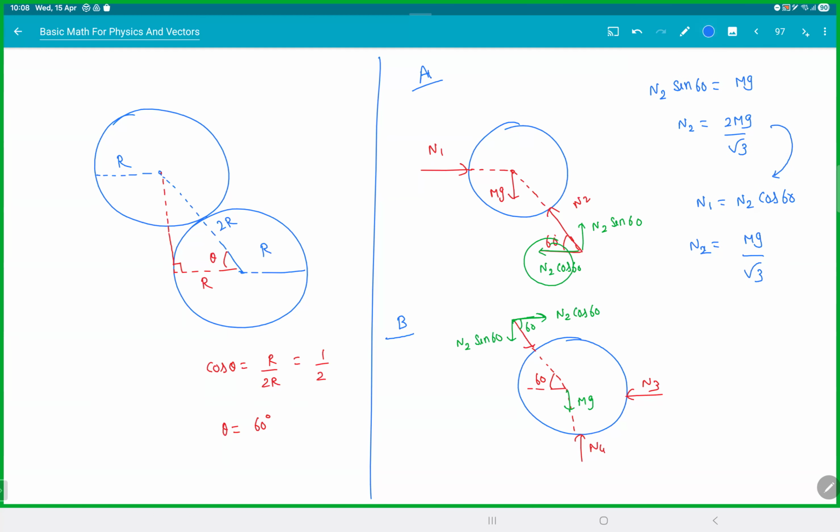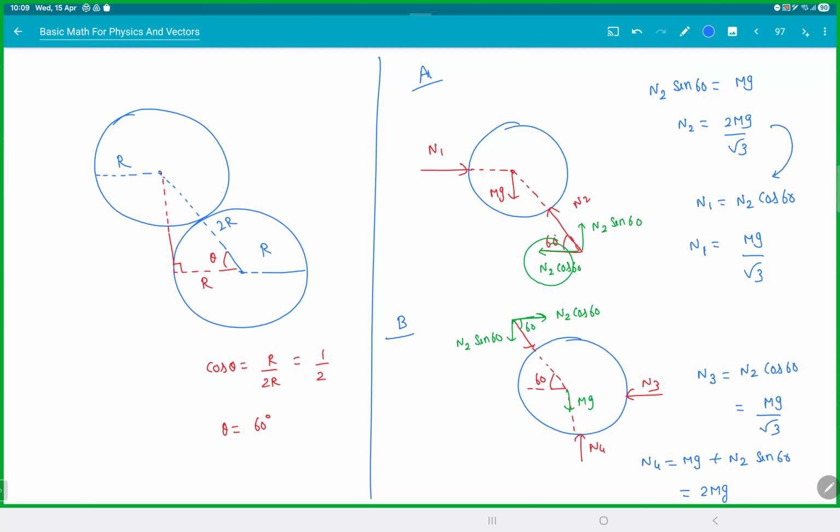So in the horizontal direction, what are the forces? N3 is being balanced by N2 cos 60. N2 is mg by root 3. So that's mg by 2 root 3. Wait, this is N1, no? That is mg by root 3. You can solve: N4 is nothing but mg plus N2 sin 60. You can solve this, you'll actually get 2 mg. So there's no need to calculate N4 separately, but anyway, that's how the equations will come.